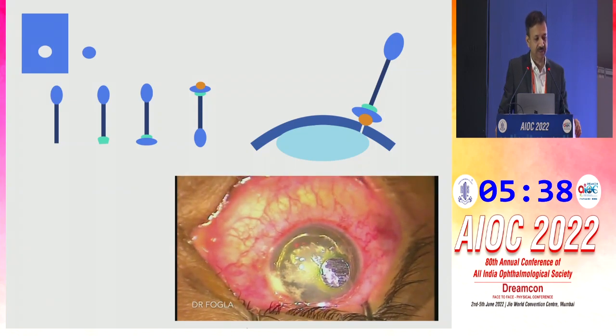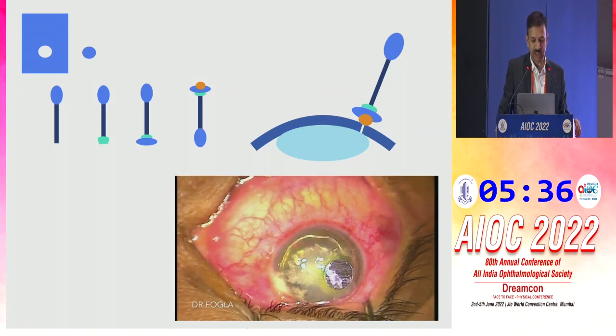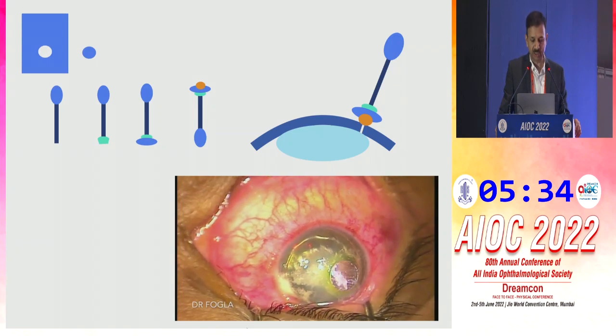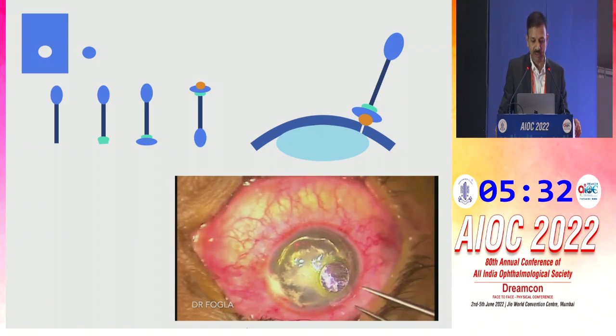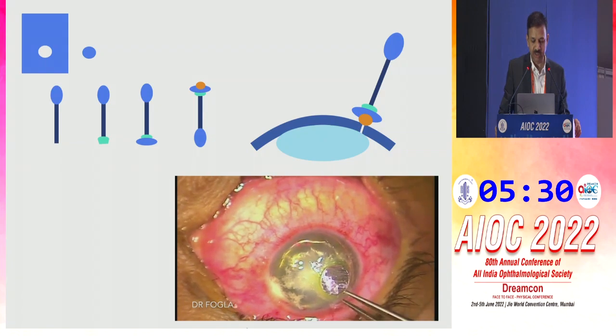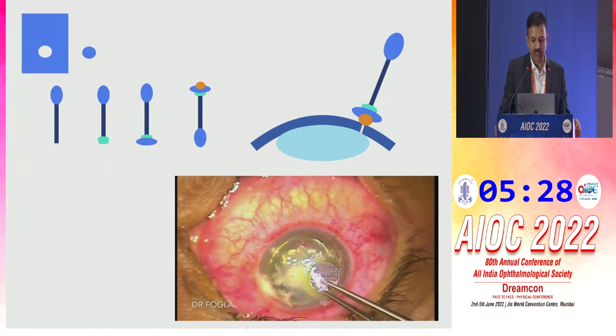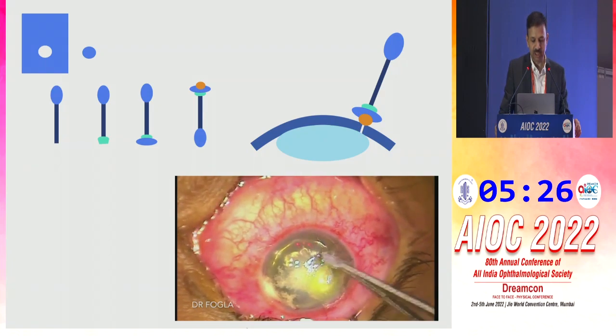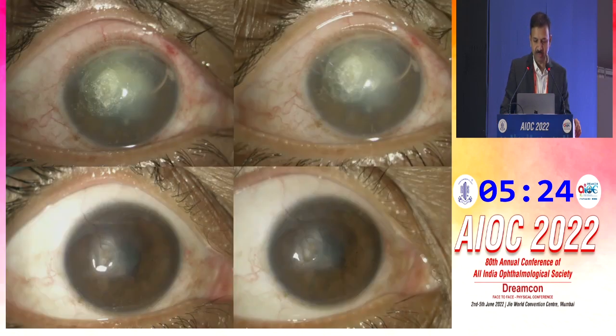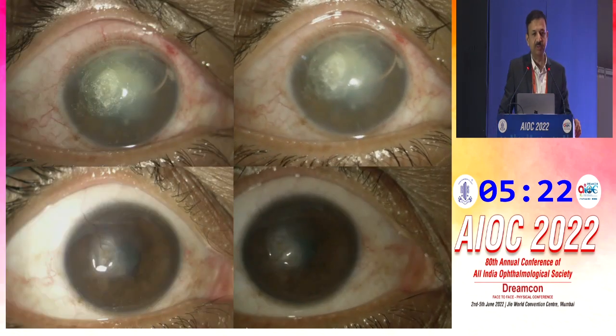So here you can see the small disc that's there, and that either can be left behind or you can just peel it off. That comes off because the adhesive does not stick to it. And then you can put a large diameter bandage contact lens to cover that defect. That's how it looks post-operatively.